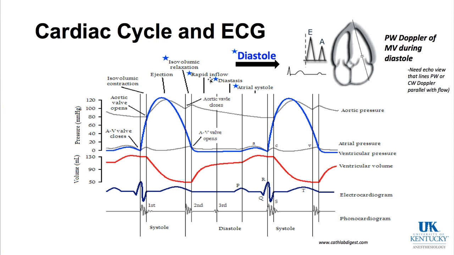after that diastasis period, atrial systole occurs, assuming that you're in sinus rhythm. The atria contracts and tops up the left ventricle volume. If you look at these 4 stages of diastole by looking at the flow across the mitral valve with pulse wave Doppler, you get an interesting pattern.